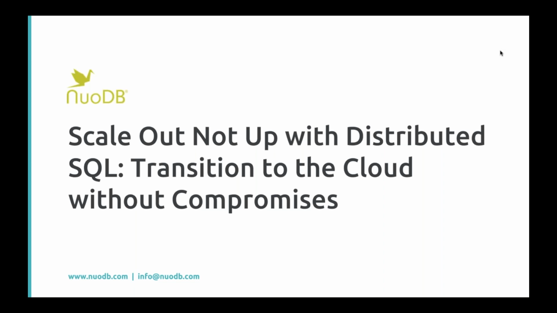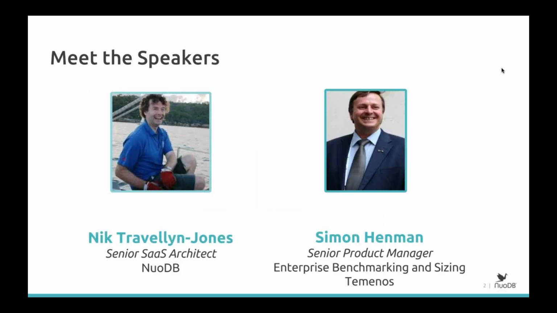I'm joined here by Nick Trevelyan-Jones, a Senior SaaS Architect at NewODB, and Simon Henman, a Senior Product Manager, Banking Performance at Terminus. In this webinar, Nick and Simon will cover how to meet customer demands for application availability and agility, how to migrate to the cloud without re-architecting every application, how to use distributed SQL databases as your on-ramp to the cloud, and how to lower TCO and improve performance within your business-critical applications. At the end, we'll open it up for Q&A.